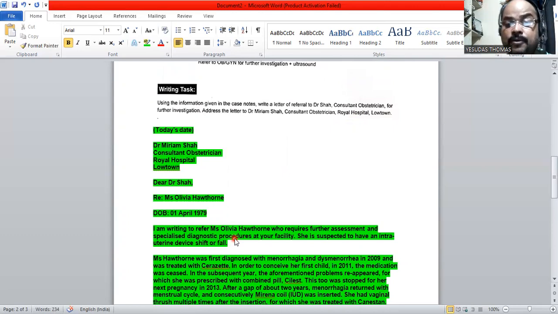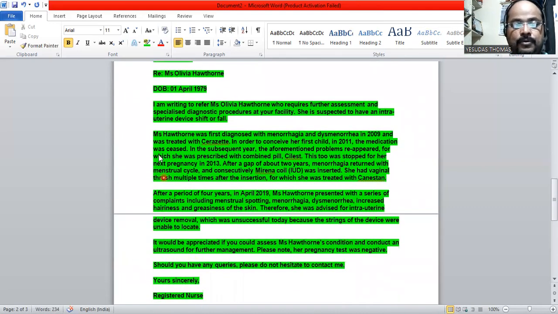So if you're not convinced with specialized diagnostic procedures, you can just write ultrasound. So there is no confusion. If you want to write ultrasound as it is, you can write it there. The reason why I have written specialized diagnostic procedures here is to mention ultrasound separately at the end. Here, mentioning ultrasound would be a repetition. So that's the reason why I have presented specialized diagnostic procedures here.